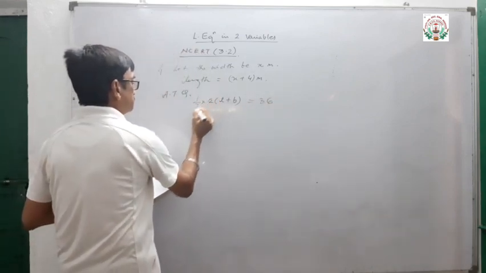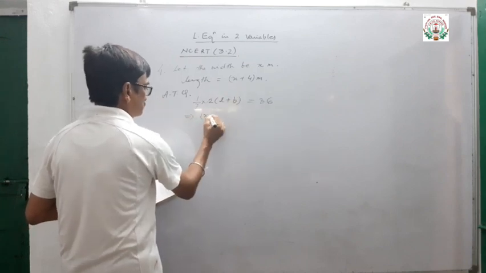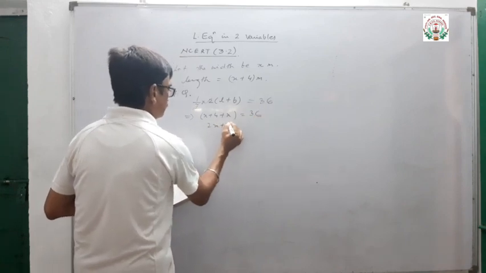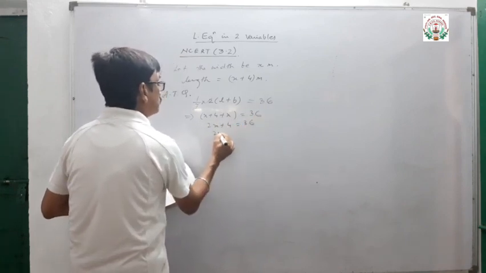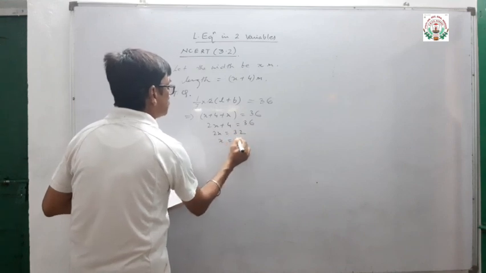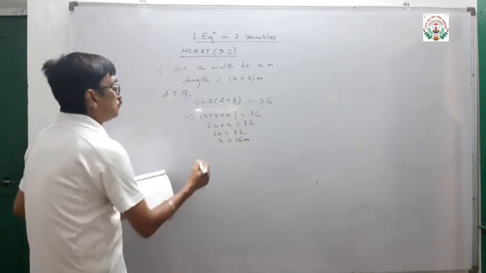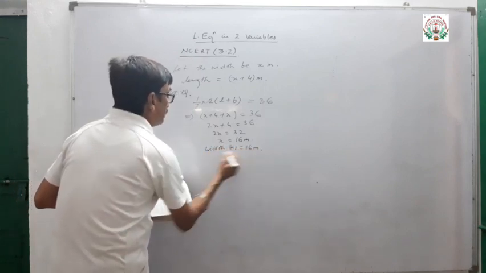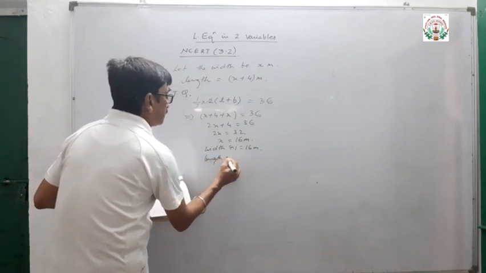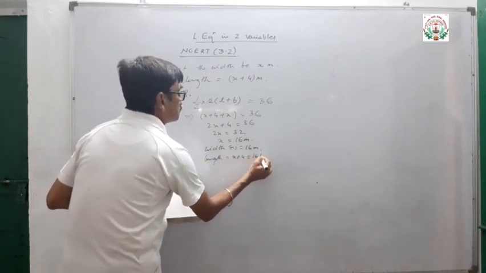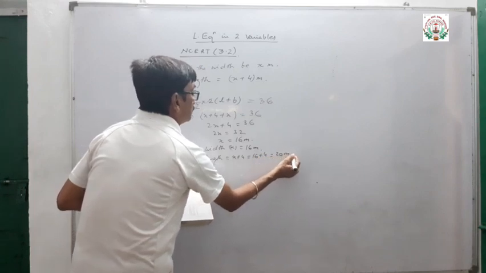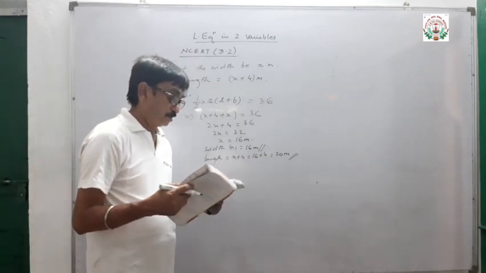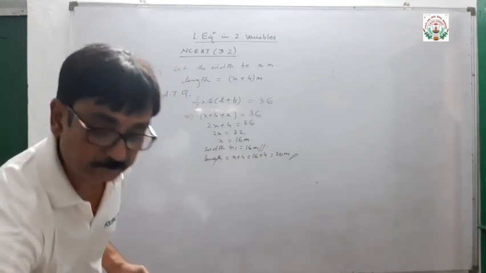So 2 and 2 cancel. As we know, the length is x plus 4, the breadth is x, so x plus 4 plus x equals 36. 2x plus 4 equals 36. 2x is equal to 32. x is equal to 16 meters. So our width is x equals 16 meters and the length is x plus 4, so 16 plus 4 is equal to 20 meters. So these are the two dimensions of the rectangle. Question number 6, now we proceed.